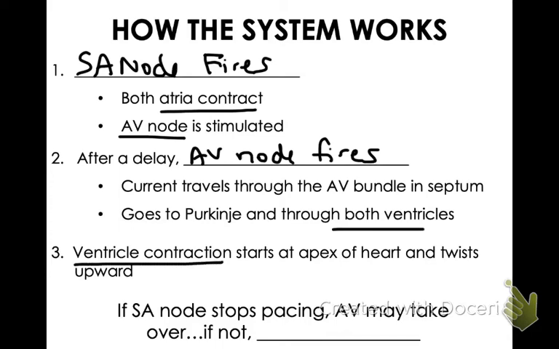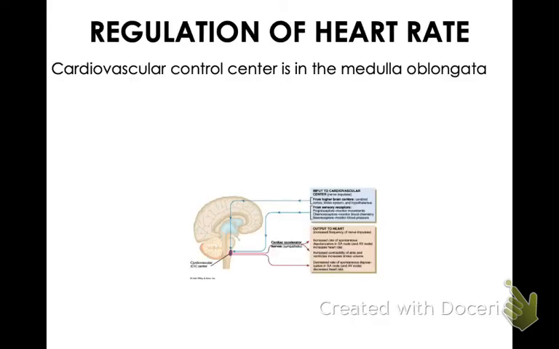So you get the atria contracting at the top, sending the blood down, and then the ventricles contracting next, sending the blood out of the heart. And it just gives enough time for the valves to open and close properly and for the timing to be right.